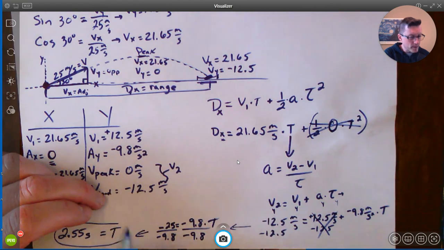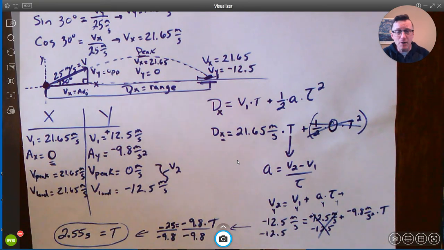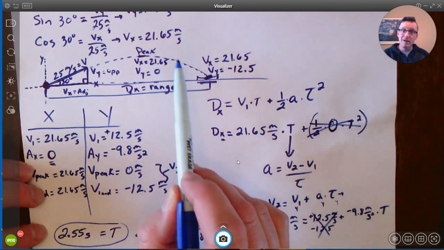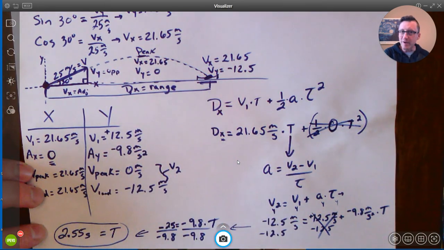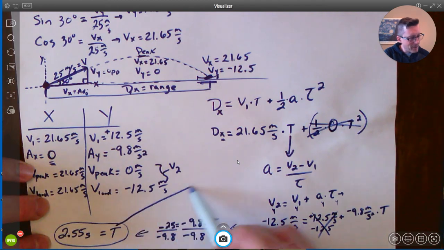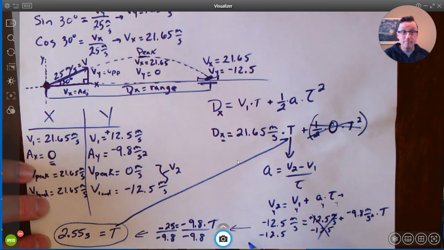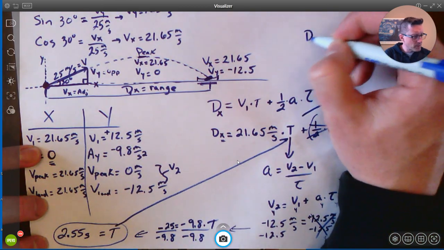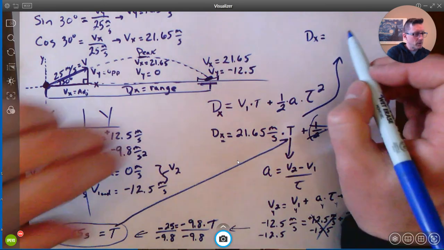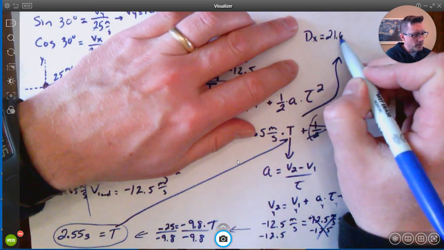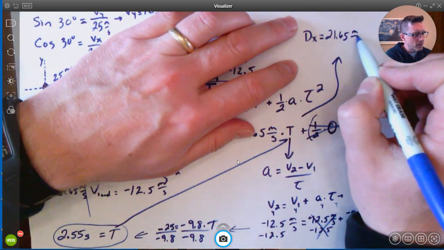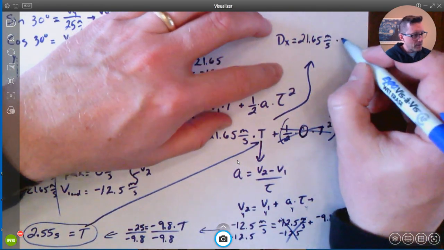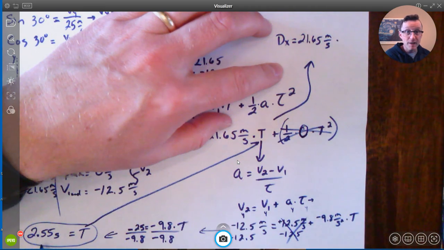Now, what is that number? Is that my final answer? Heck no. That is how much time it takes for the clown to fly through the air and then to land. Where am I going to use that? That goes right there. Okay, I'm going to do that. Let's go up here with this. So my dx is going to equal 21.65 meters per second. Okay. Times my 2.55 seconds.